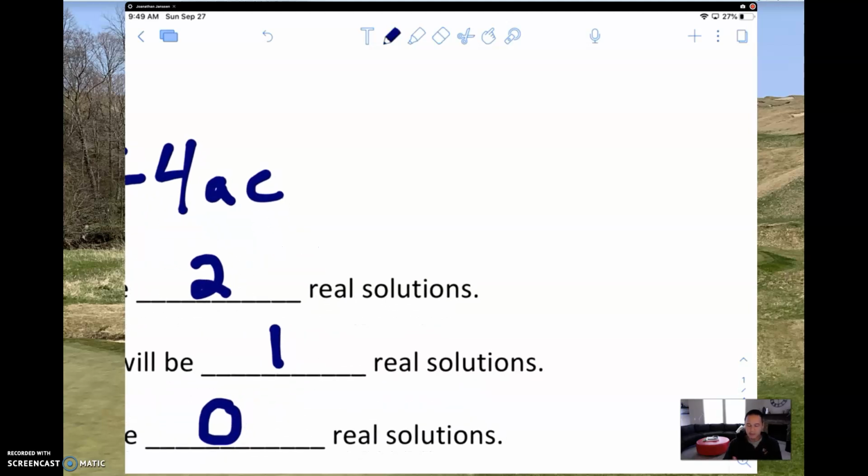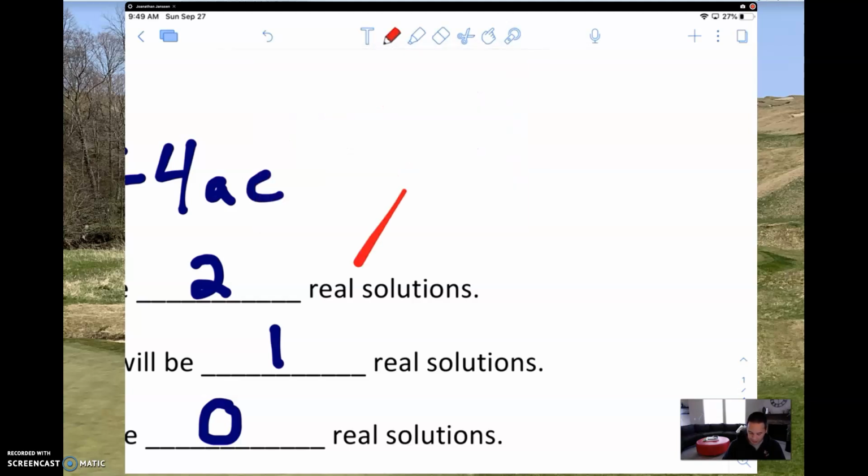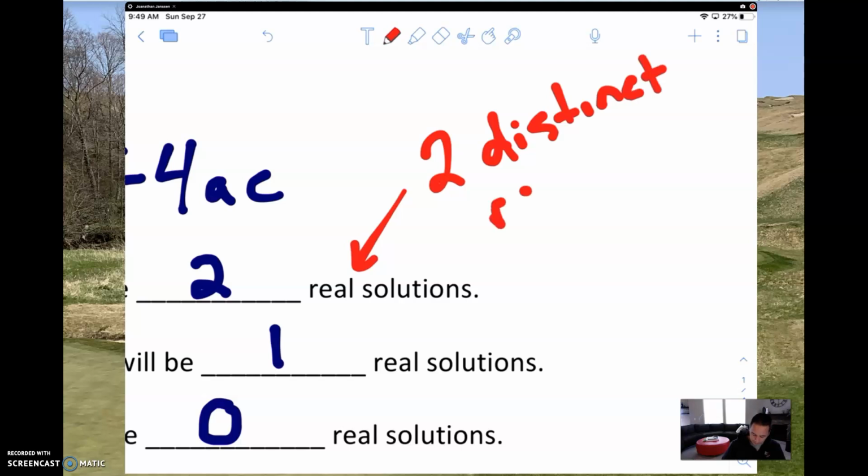I want to give you some IB language that you might sometimes see. In the IB world, when you're talking about 2 real solutions, oftentimes they will call those 2 distinct roots, or 2 distinct solutions. Distinct usually means just different. So 2 different solutions.